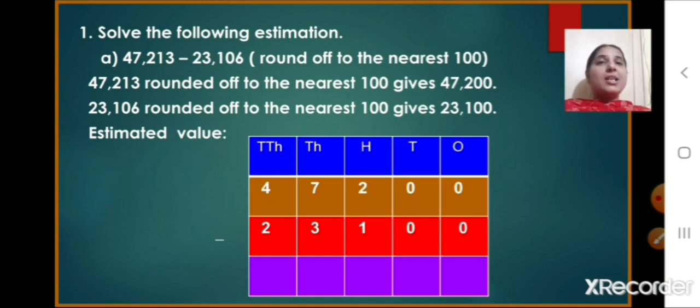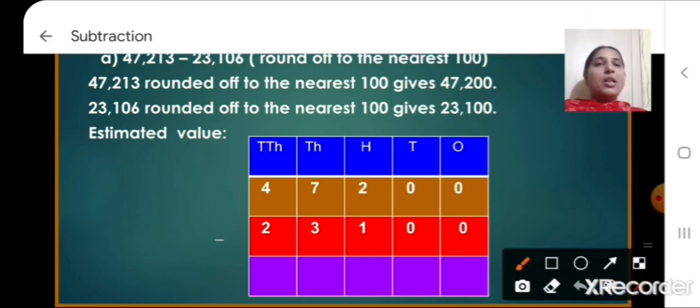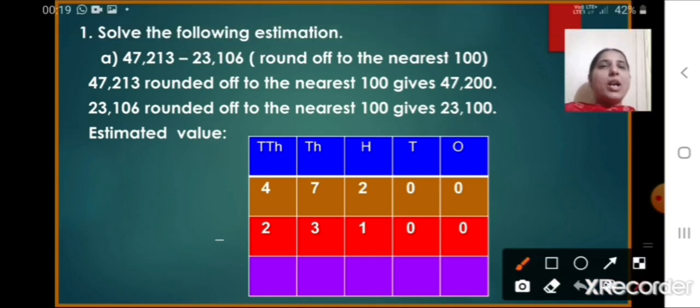47,213 minus 23,106 and we have to round off the numbers here to the nearest 100. So you can see 47,213 rounded off to the nearest 100 will give 47,200. Why? Because the digit at the tens place is 1. So what will be the round off? 47,200.